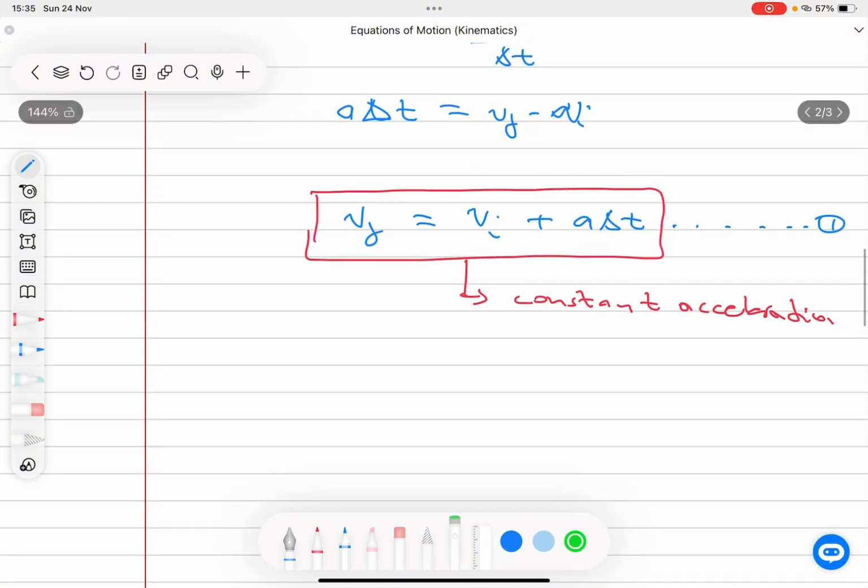This formula is extremely powerful. It allows us to calculate any object's velocity at any time, provided that we know the initial velocity and the constant acceleration.